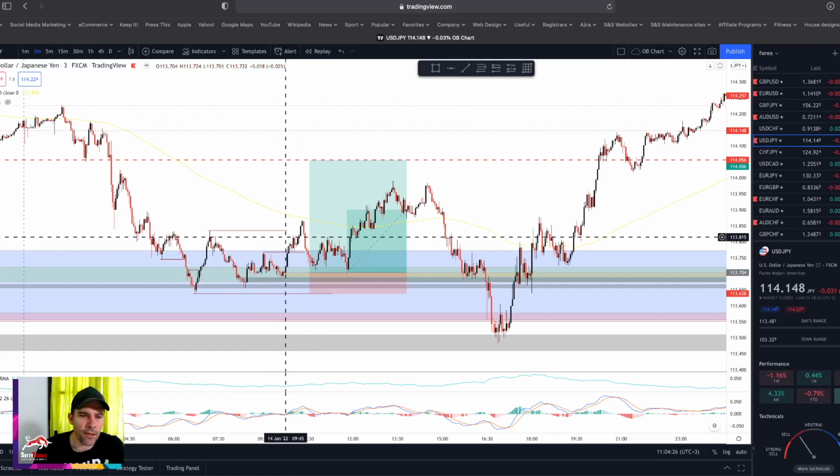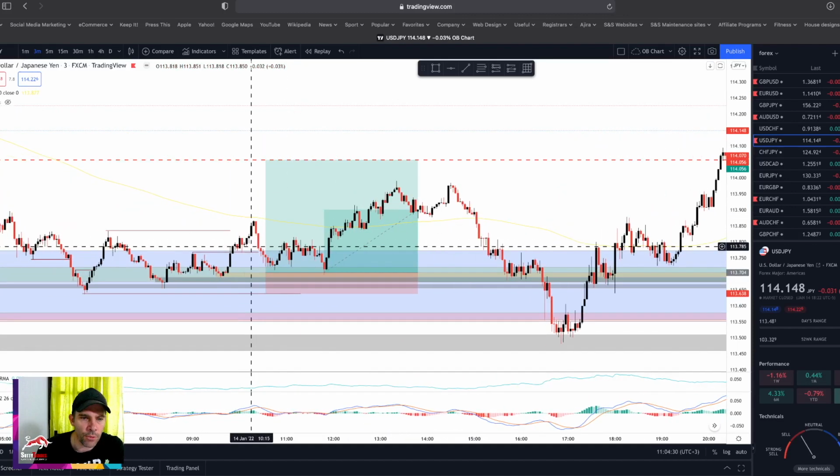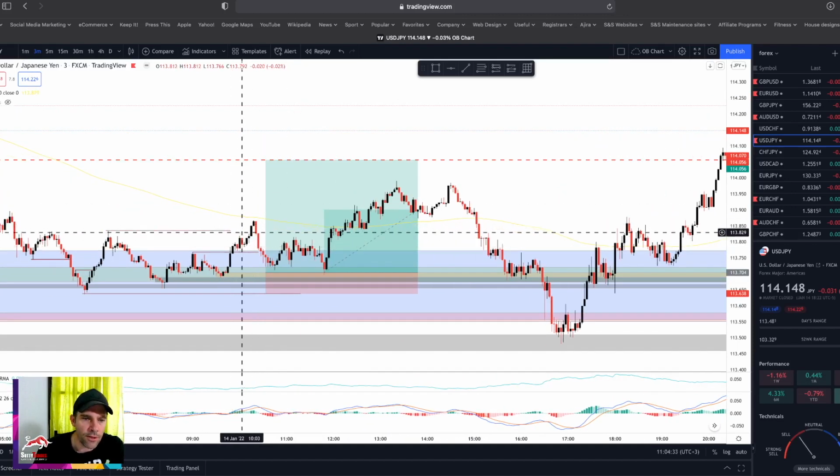So I'm not looking at this as an order block. Some people will say it's the order block just before that break. So they'll take this one.